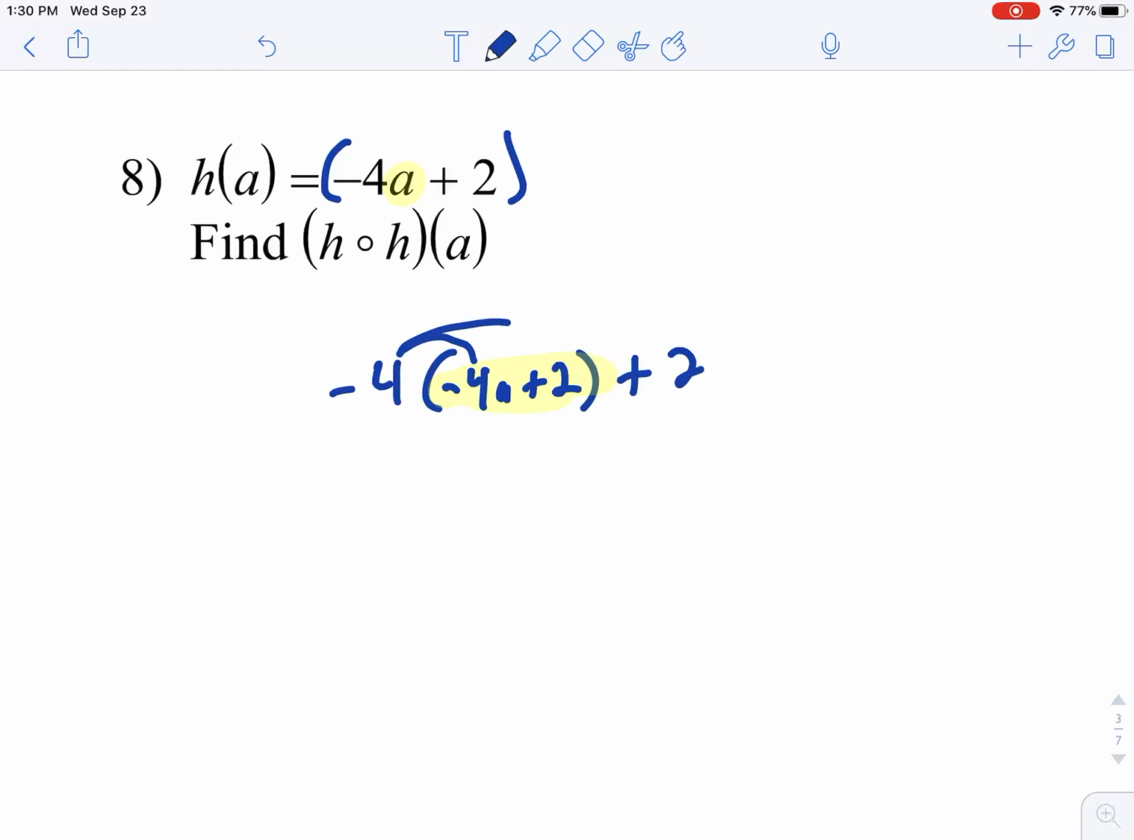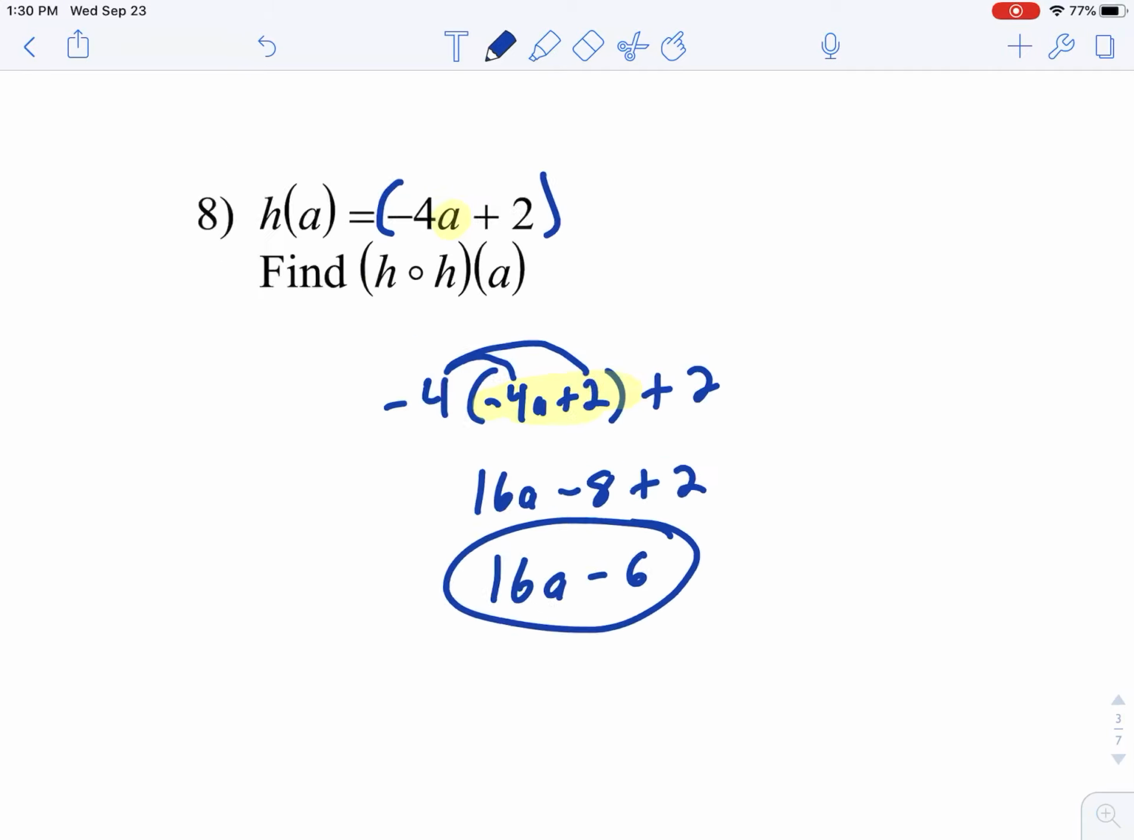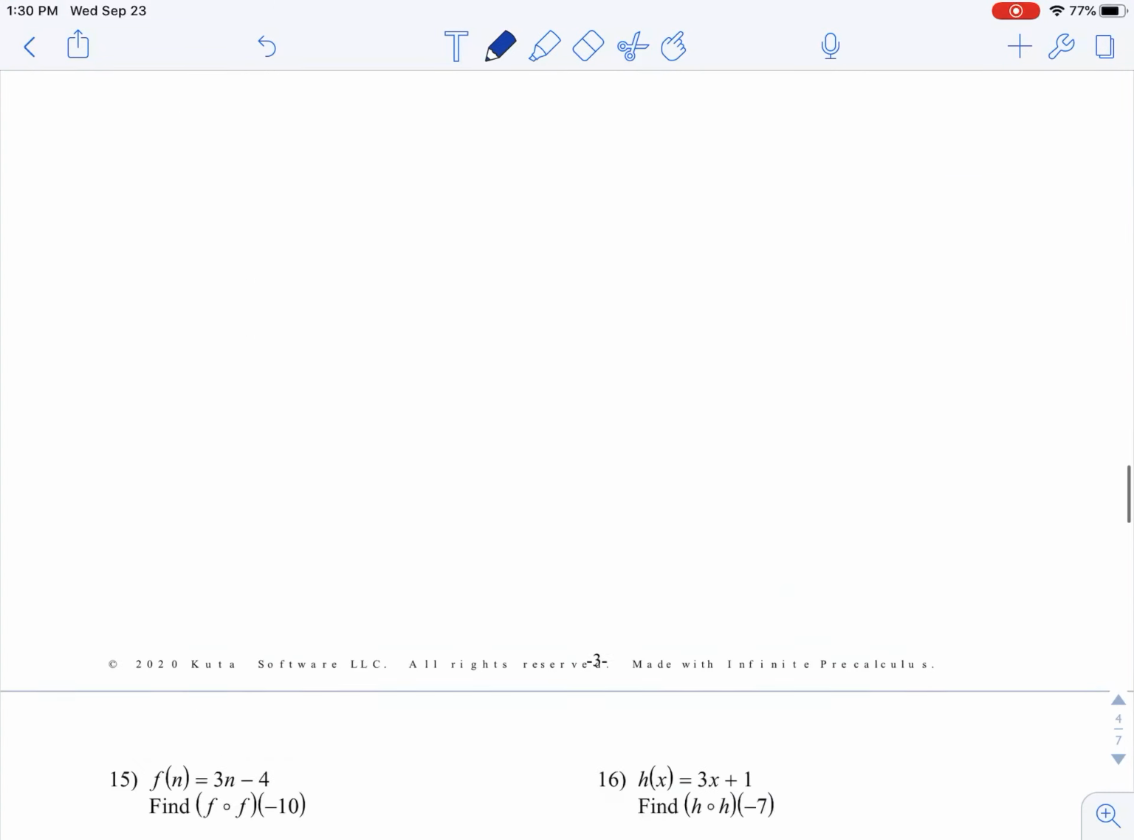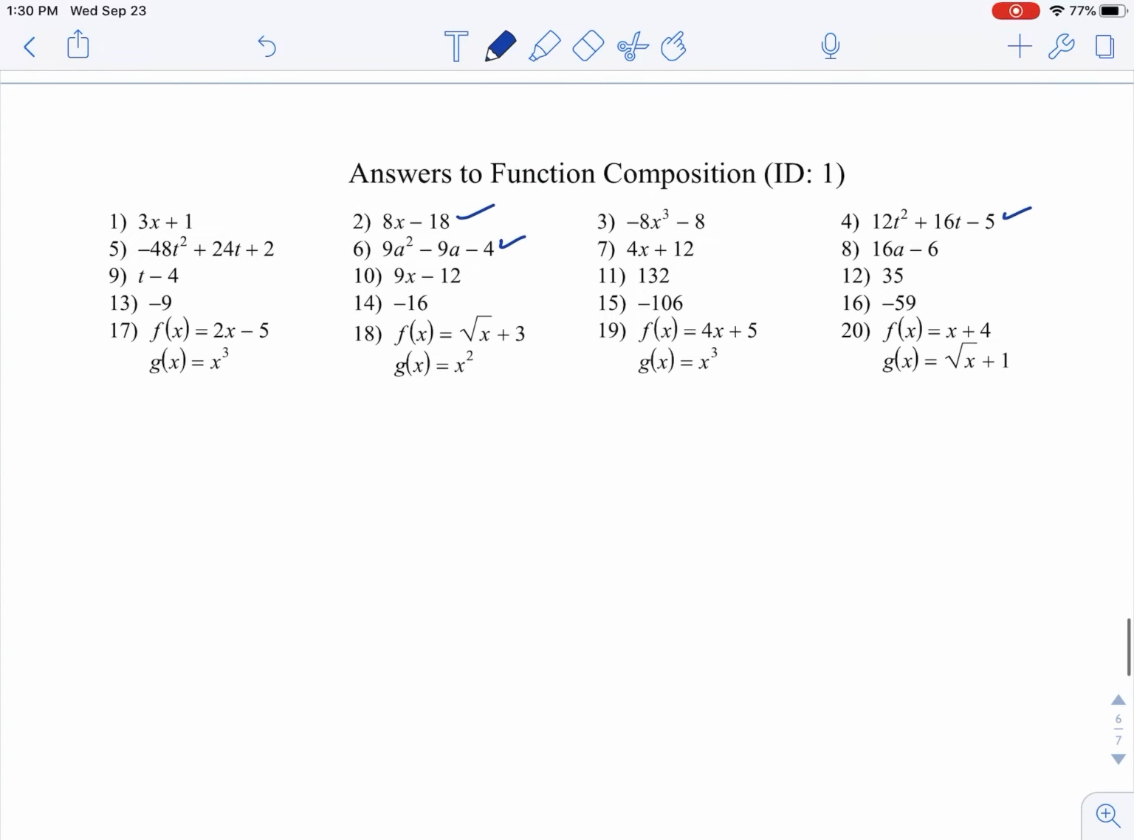Now distribute. 16a minus 8 plus 2, and that becomes 16a minus 6. Number 8, that should be the answer. 16a minus 6, there it is.